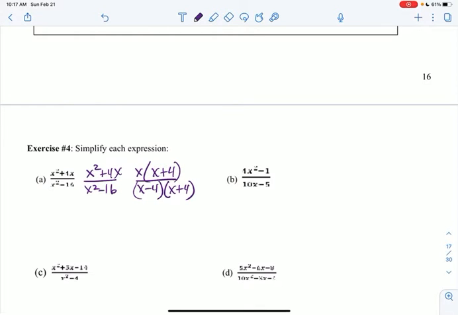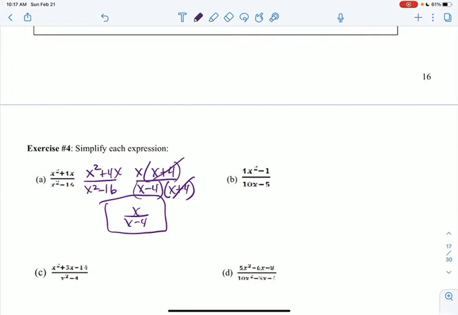And then once it's in factored form, you're just going to cancel out any common factors. So the x plus 4s were in common. So I got x on top and x minus 4 on the bottom. You cannot cancel out those x's, okay, because that's a binomial, and that's x minus 4 on the bottom.